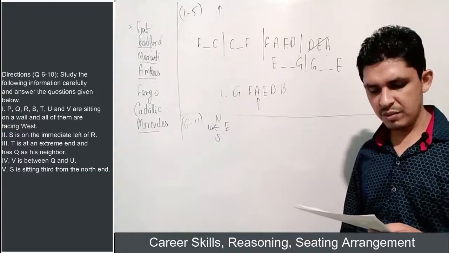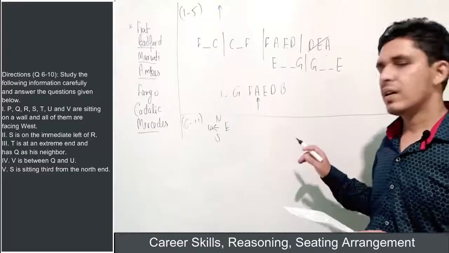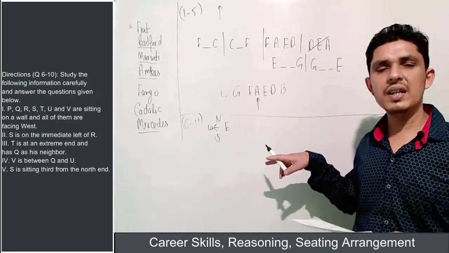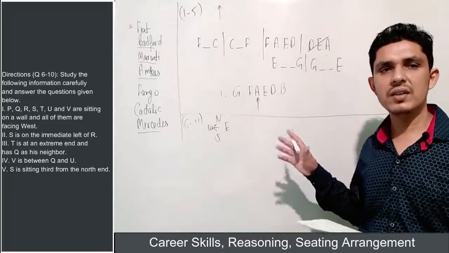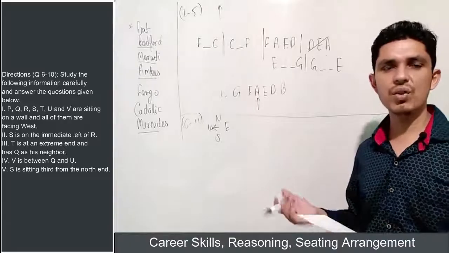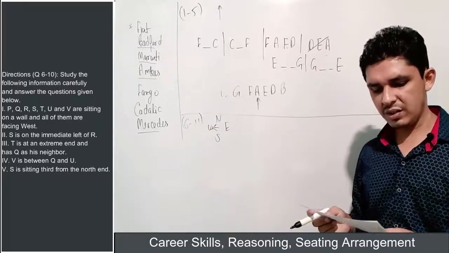S is on the immediate left of R, right? So a particular direction is given, west, but if I make the arrangement on the north side, the meaning will be the same. So I am just making the arrangement on the north side, right? So the statement is S is on the immediate left of R.